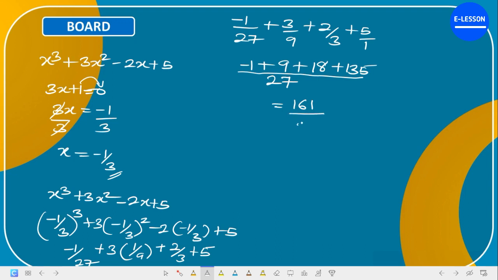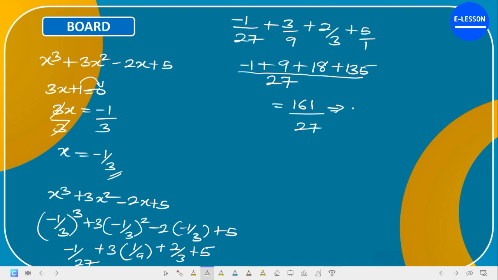161 divided by 27. Why? Because 135 plus 18 will give us 153. 153 plus 9 will give us 162. 162 minus 1 will give us 161 divided by 27. Now, when you come to fractions like this, this cannot be the remainder. The remainder is usually what is in the numerator. Are we getting it now?